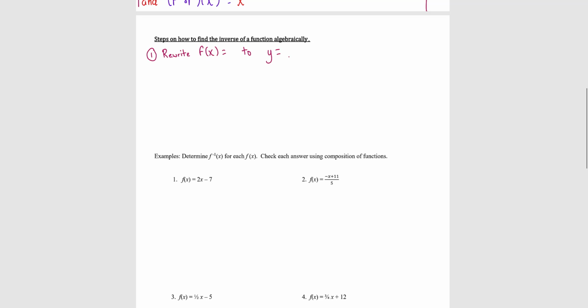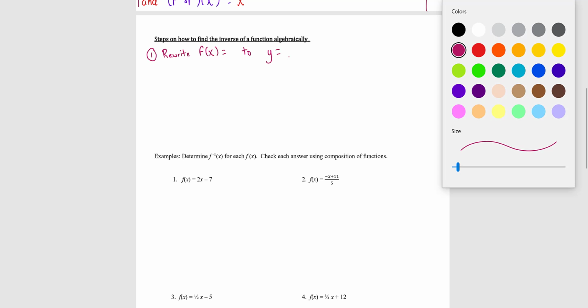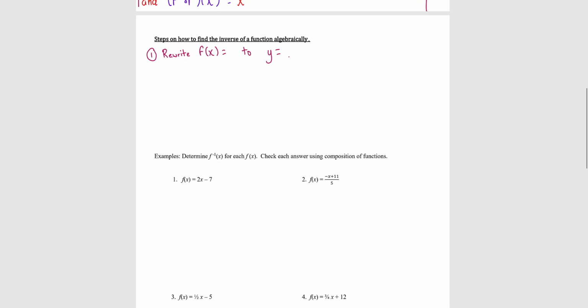All right, so in this video we are going to talk about how to find the inverse of a function algebraically. There's a few steps. Step one, if the problem is written with f of x, you need to change it from f of x equals to y equals. So no math there, just something you need to do.